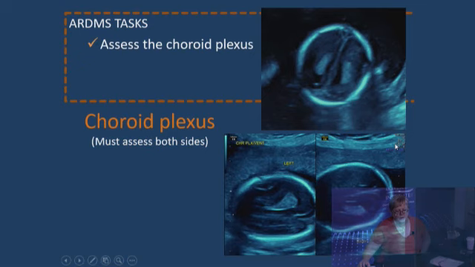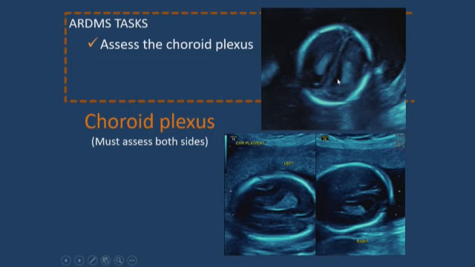So assessing the choroid plexus. When the baby is looking up at you and you can't get the nice axial views, you can just do this little coronal view. So we're going from anterior to posterior, and we can see the falx all the way down the midline, and the choroid plexus are the bright areas within the lateral ventricles. And they should be pretty symmetrical in size.